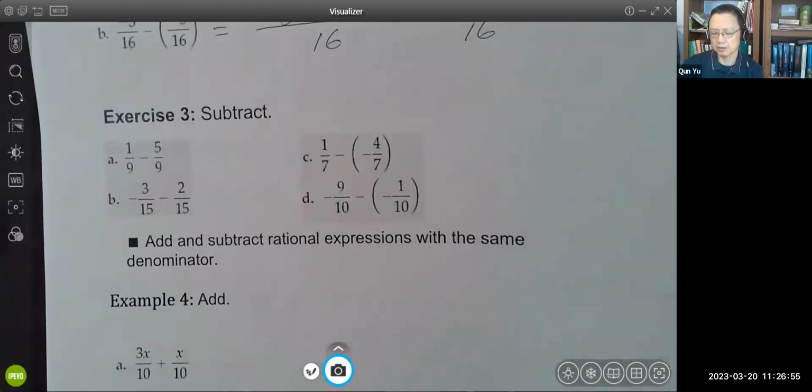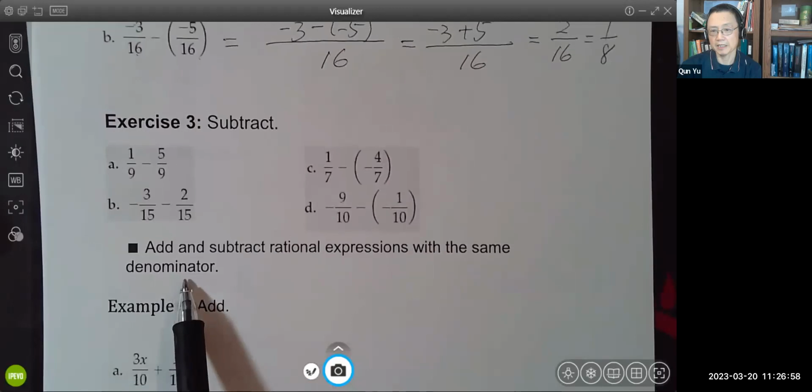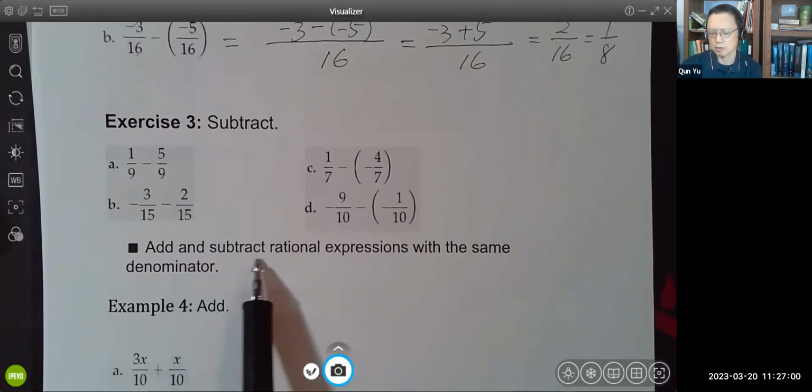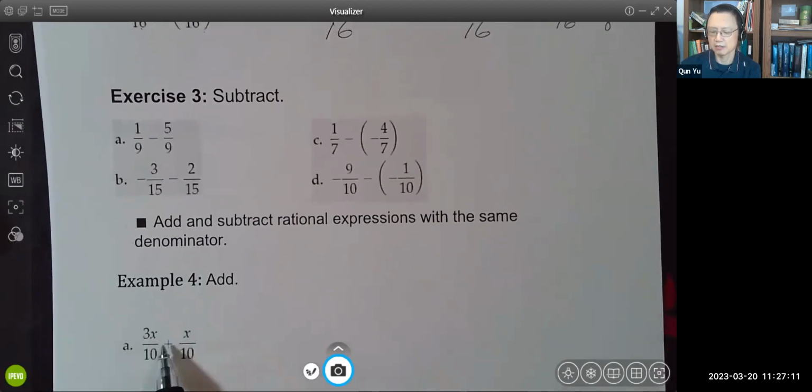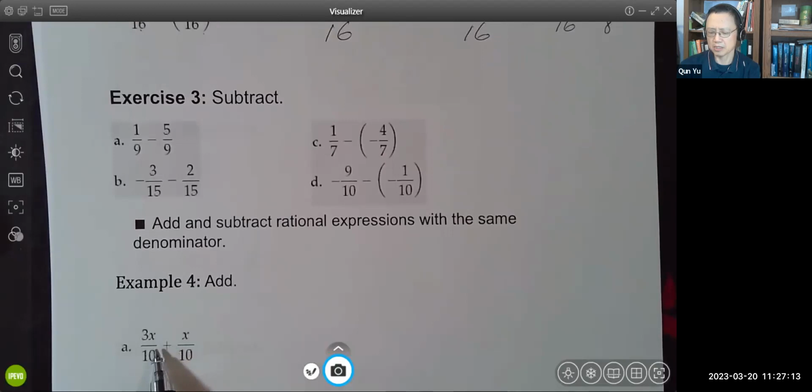Next example, we are going to add and subtract rational expressions with the same denominator. Basically, this is exactly the same as what we did so far. And we keep the denominator unchanged. We add or subtract using numerators.